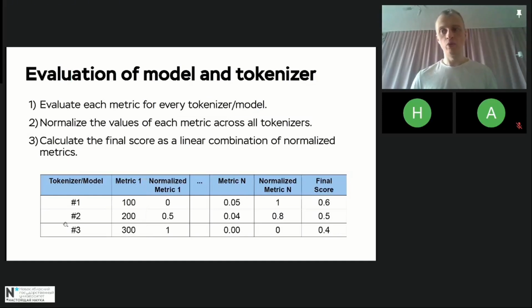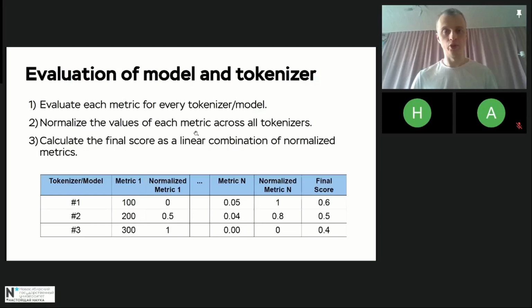To evaluate the model and tokenizer, we propose the following procedure. Begin by evaluating each metric for every tokenizer or model. Here you may see an example. Each row is a tokenizer or model, and each column is a metric, a normalized metric, or a final score. At the second step, normalize the values of each metric across all tokenizers. So we take the whole column and normalize it, for example, to the range from 0 to 1.